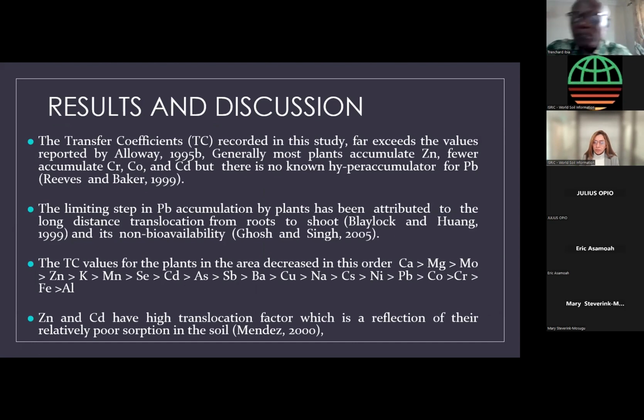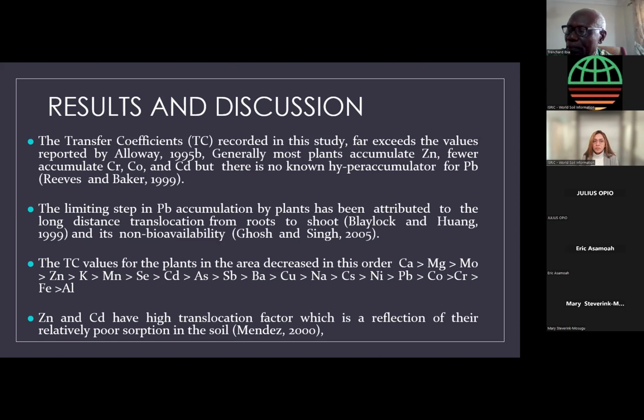Just as a summary, the transfer coefficients recorded in this study far exceed the values reported by Alloway 1995. Generally, most plants accumulated zinc, fewer accumulated chromium, cobalt, and cadmium. But in all, no hyperaccumulator for lead was identified. This could be due to the limiting step in lead accumulation by a plant, which has been attributed to the long distance translocation from roots to shoots and its non-bioavailability. The TC values for the plants in the area decrease in this order, with calcium having the highest and aluminum the least.